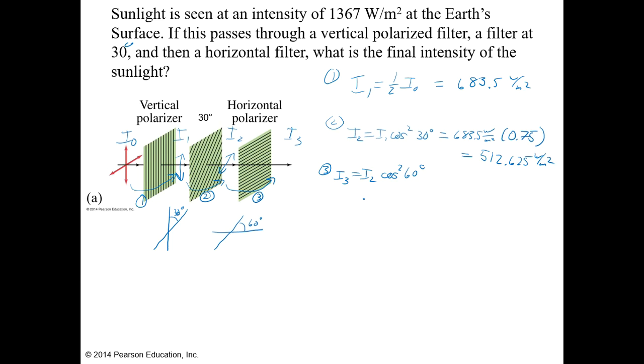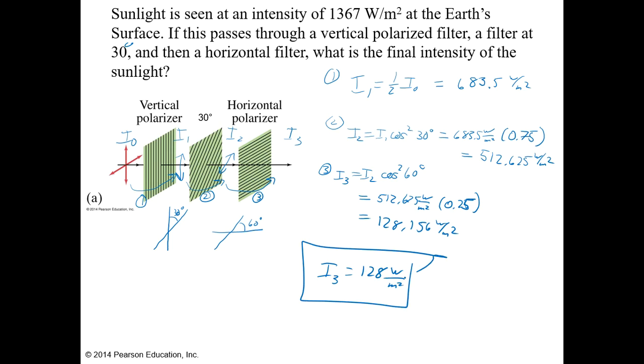Step 3, you're taking intensity 2, which we just found to be 512.625 watts per square meter, multiplying that by the cosine squared of 60. Well, the cosine of 60 is 1/2. Square that, that's 1/4 or 0.25. Which means my final intensity then is going to be 512.625 times 0.25, 128.156 watts per square meter. So my final intensity is going to be 128 watts per square meter. There it is.